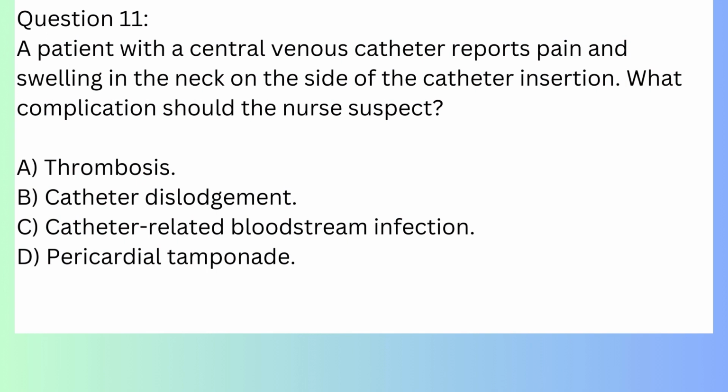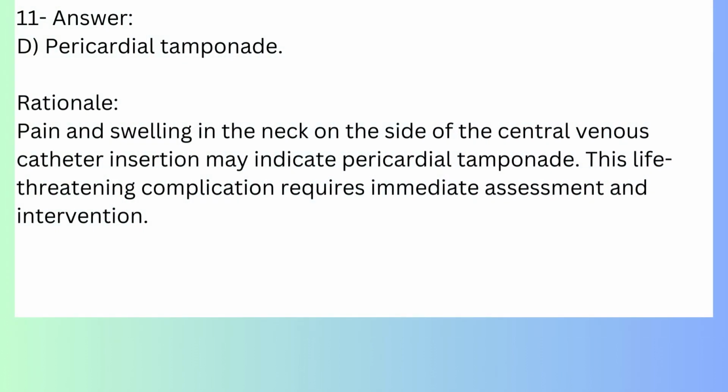Question 11. A patient with a central venous catheter reports pain and swelling in the neck on the side of the catheter insertion. What complication should the nurse suspect? A. Thrombosis. B. Catheter dislodgement. C. Catheter-related bloodstream infection. D. Pericardial tamponade. Answer 11. D.